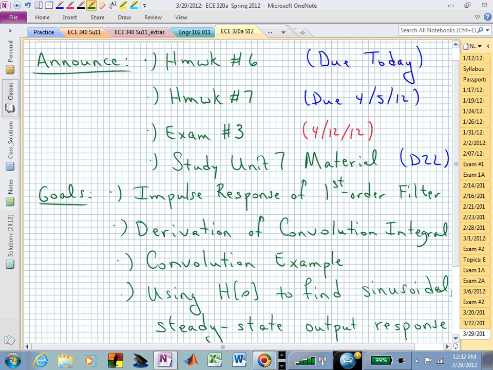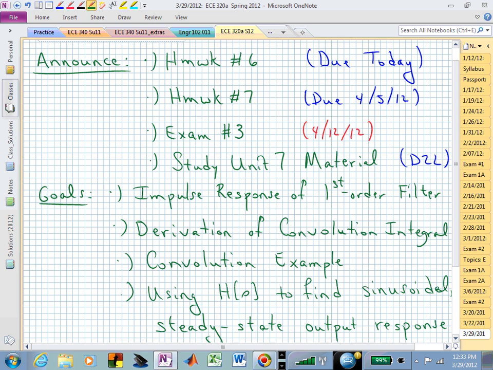Once you have that background, then we can start talking about filters to all sorts of extremes, passive filters and active filters. Let's then get started. What I want to do today is talk about impulse response, and we'll do that for a simple first order filter, but you could do that for any system that you have in front of you.